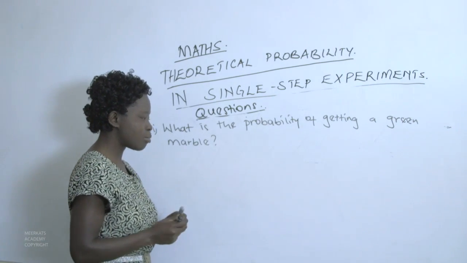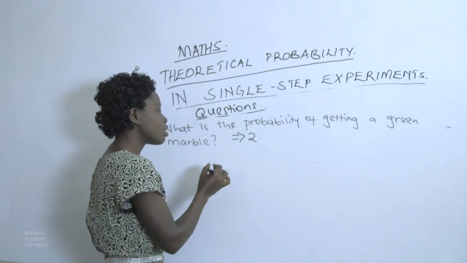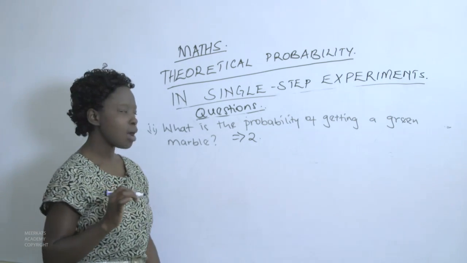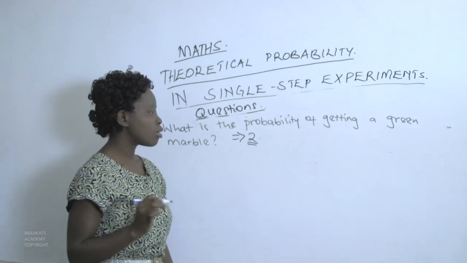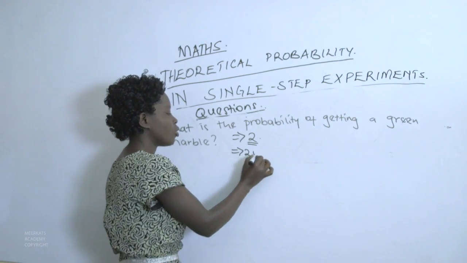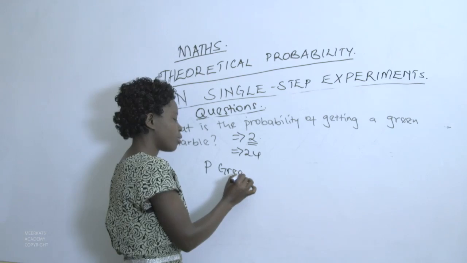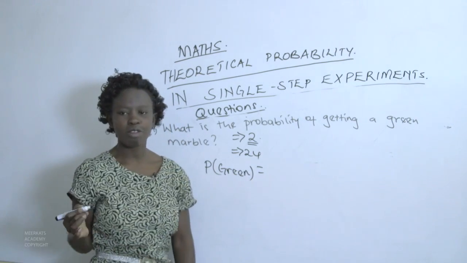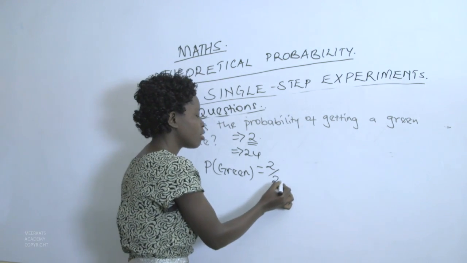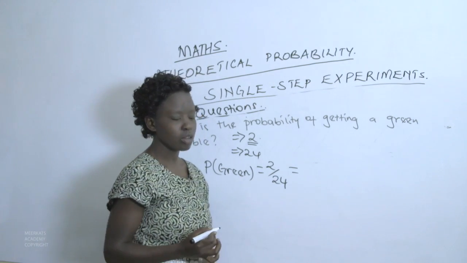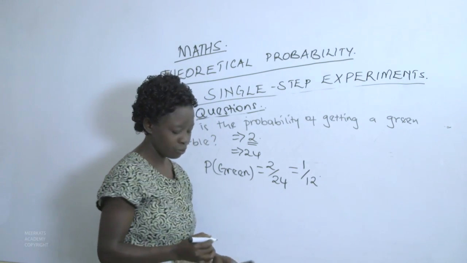So we discovered that the number of green marbles were 2. So we are having 2 green marbles, which means the number of favorable outcomes for green are 2. Then the total number of marbles in this given bag were 24. So that means the probability of picking a green marble from that given bag will be the number of favorable outcomes, which are 2, divided by the total number of outcomes, that is 24. So 2 divided by 24, if we simplify, then we have 1/12.